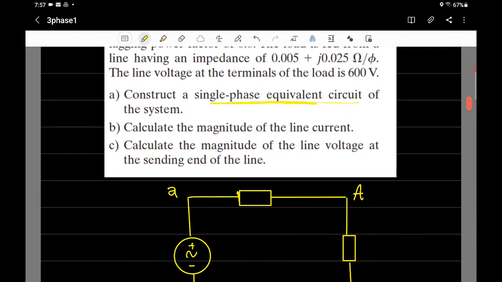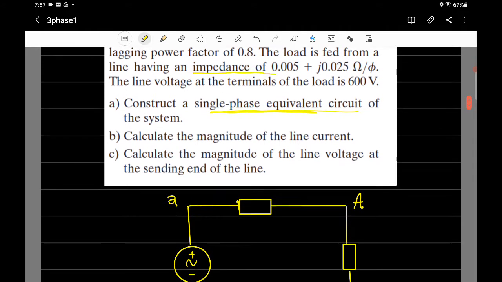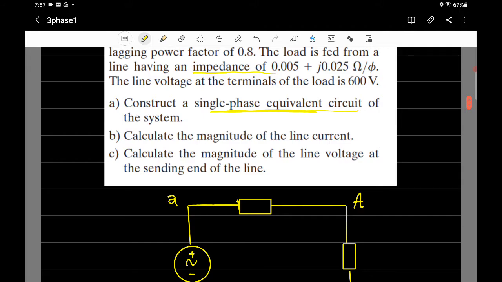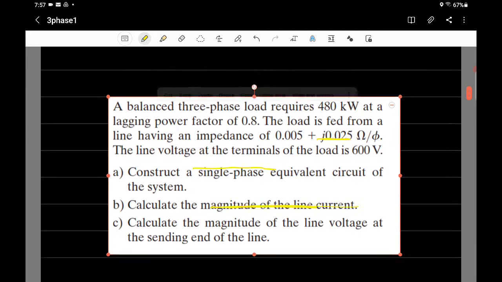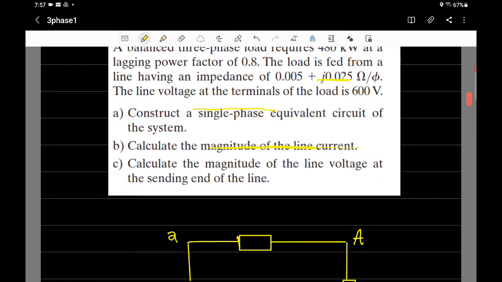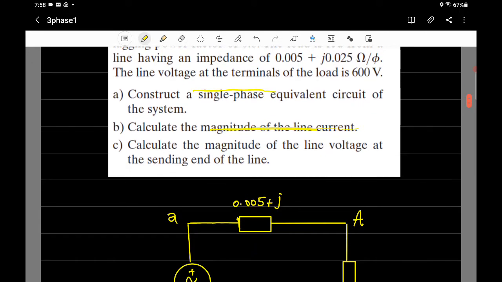The transmission line was given the impedance. The impedance of the transmission line is equal to 0.005, which means the resistance. So let's just move this a little bit up. All right, so it's equal to 0.005, that's the resistance, plus j, it's given here, let's just make it clear, 0.025.